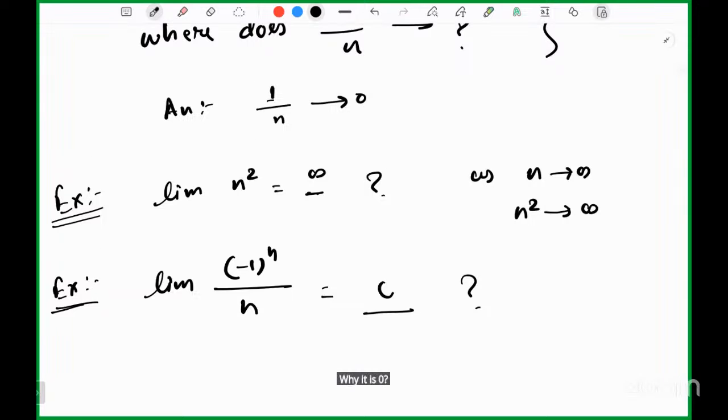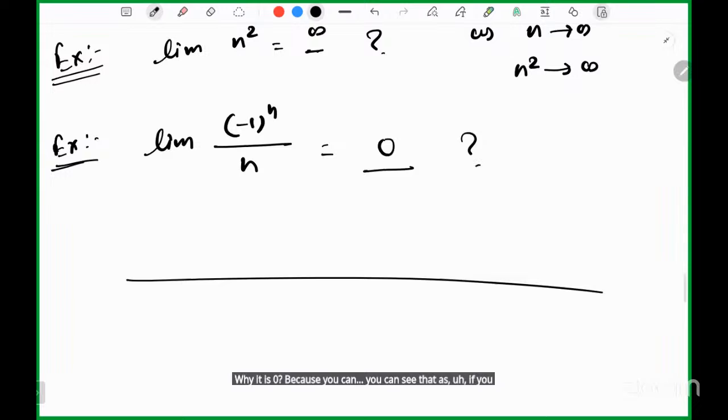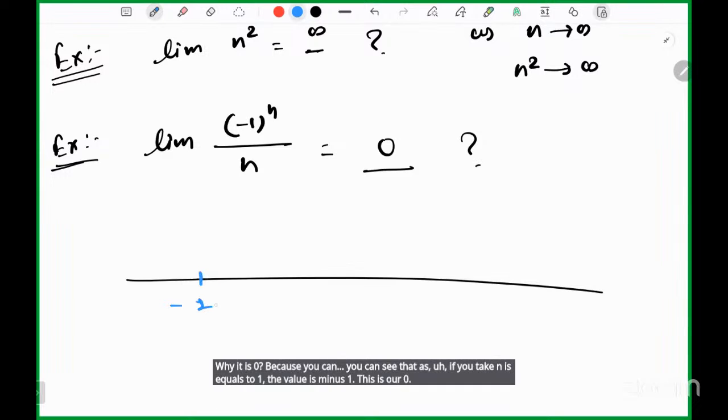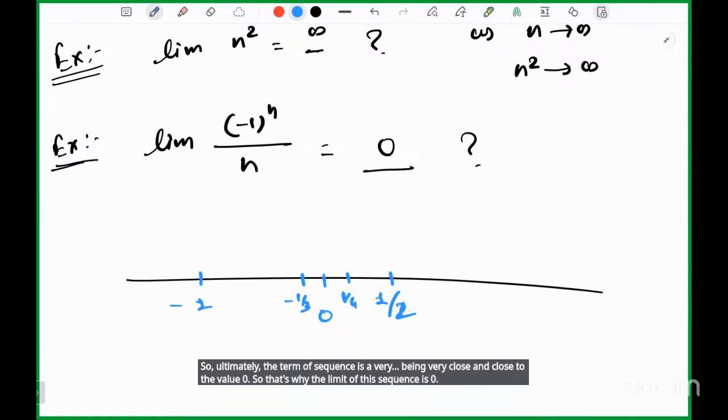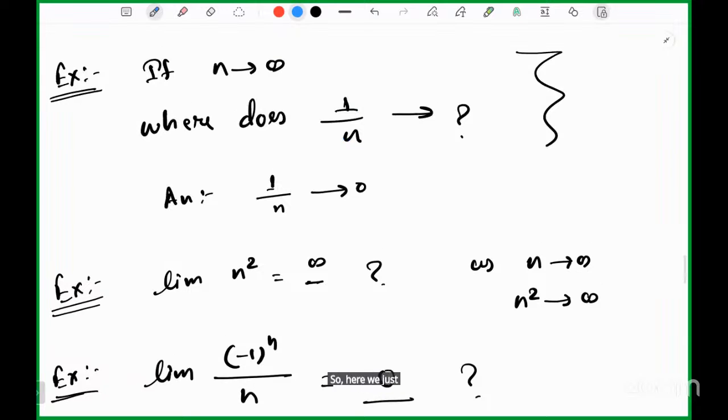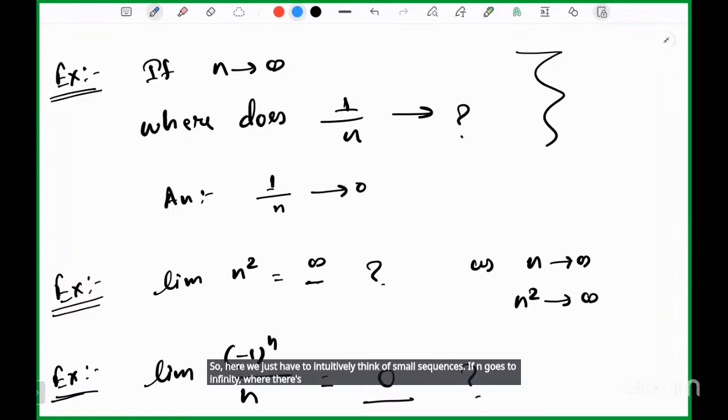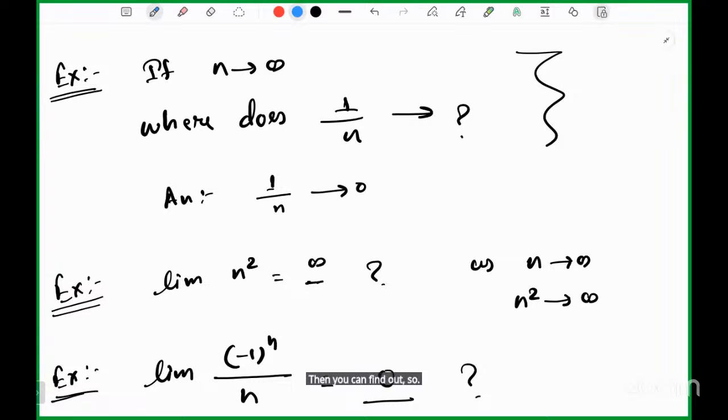Because if you take n equals 1, the value is minus 1. For n equals 2, you get 1 by 2. For n equals 3, you get minus 1 by 3. For n equals 4, you get 1 by 4. So ultimately, the terms of the sequence get closer and closer to the value 0. That's why the limit of this sequence is 0. So here we just have to intuitively think about these simple sequences as n goes to infinity, where they converge. If you know these limits, you can find the limits of many other sequences just by decomposing them into these particular forms.